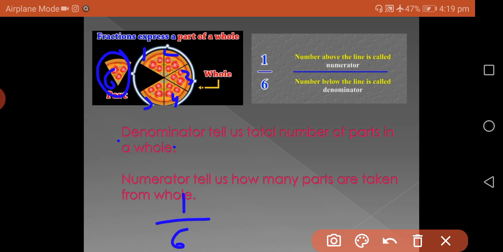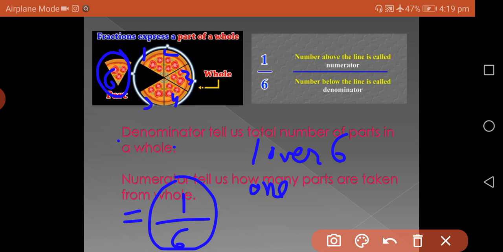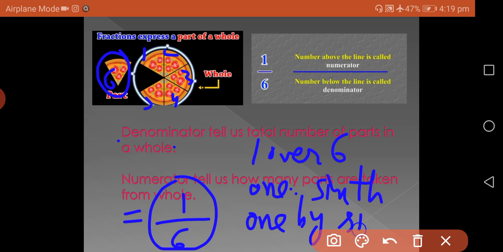So how will you represent it? We'll represent it as 1 by 6. You can write it as 1 by 6 and read it as 1 over 6, or 1 by 6. So that's how you can write it.